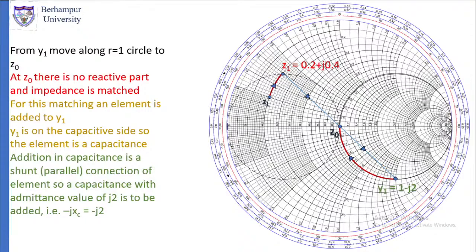So at Z0, there is no reactive part. Z0 is on the horizontal line, so there is no reactive part. Therefore, impedance is matched at Z0.